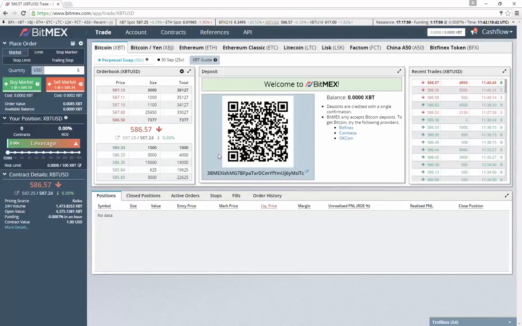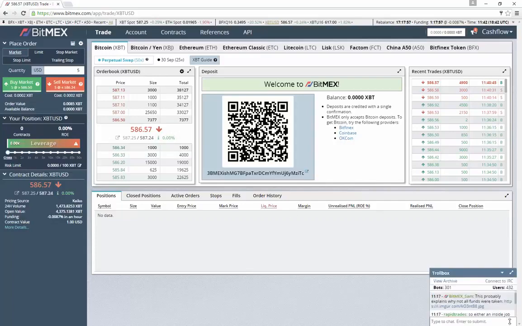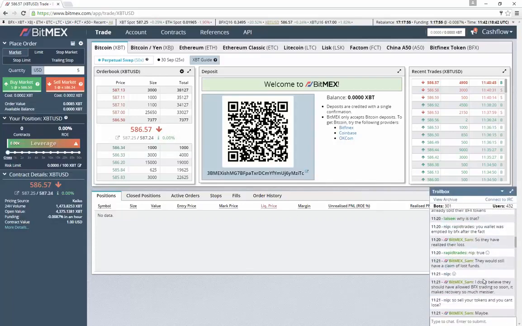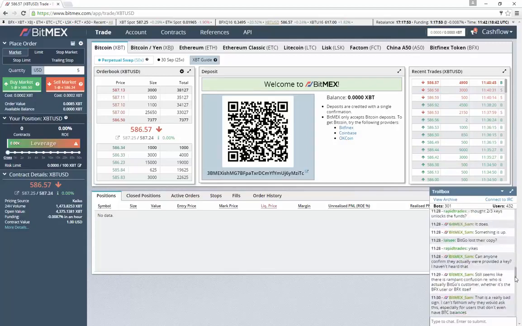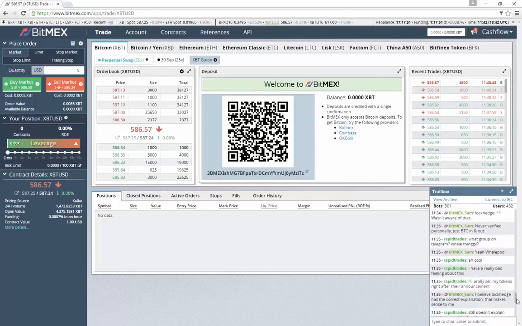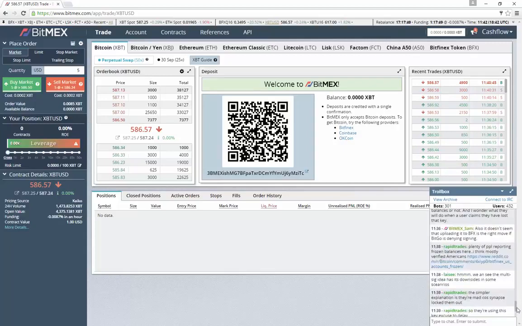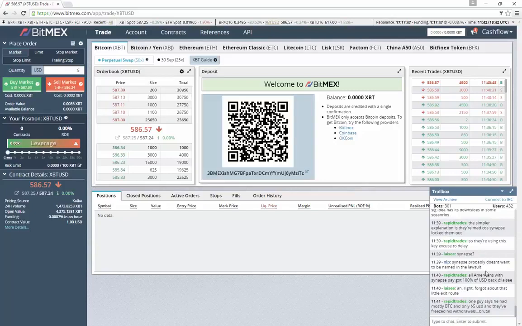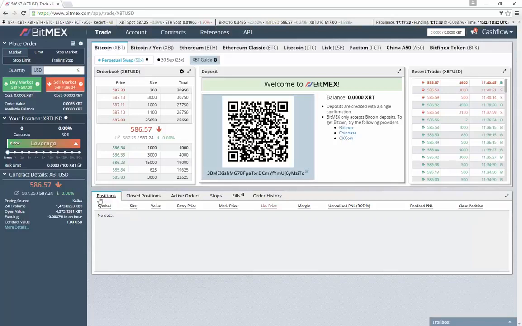That's how you would trade on it. You also have a chat box right here, troll box, and usually Bitmex Sam's on here, so you can ask any questions you want or make comments, talk with other traders. You also have positions, so it'll show your positions, the size, value, entry price, mark price. You know what the market price is right now.